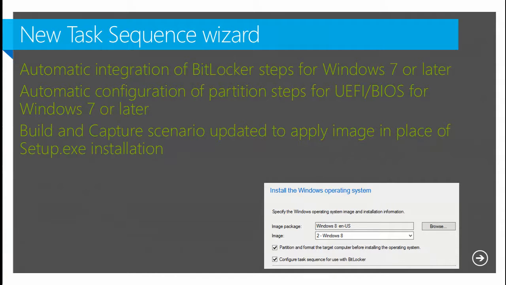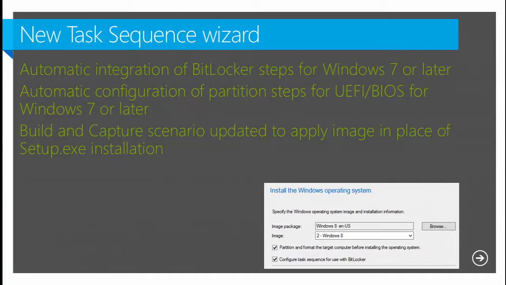And then finally, the build and capture scenario has been updated to apply an image. Previously, if you went through that build and capture wizard, there'd be a page that prompted you to specify an installer package. That actually is not a Windows supported thing, except for the version of the operating system that matches the WinPE version of the boot image. So we do still support setup.exe based installations of Windows 8 on Config Manager 2012 SP1, but anything earlier is not technically supported by Windows.